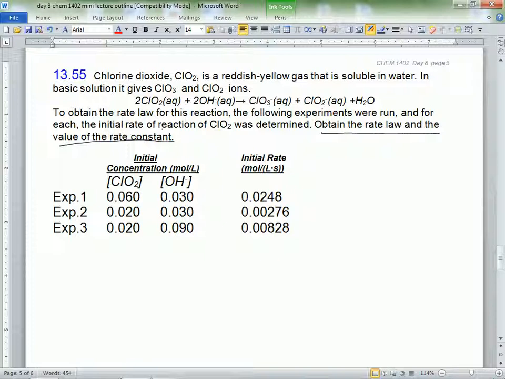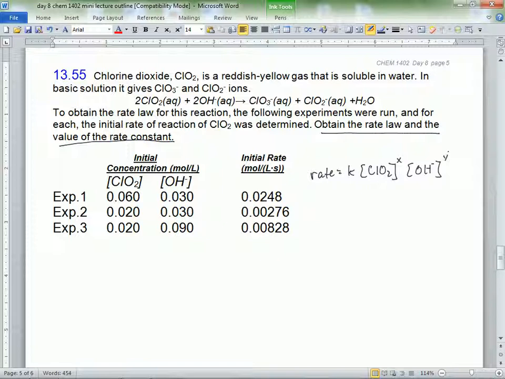So to give us a starting point though, Alyssa, how could you write the general rate law for this? Rate equals K, not E, ClO2 to the X. Perfect. There's the general rate law, we just have to figure out what X and Y are, and K in the end.